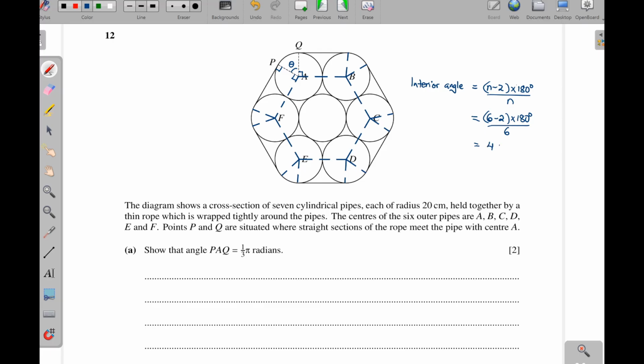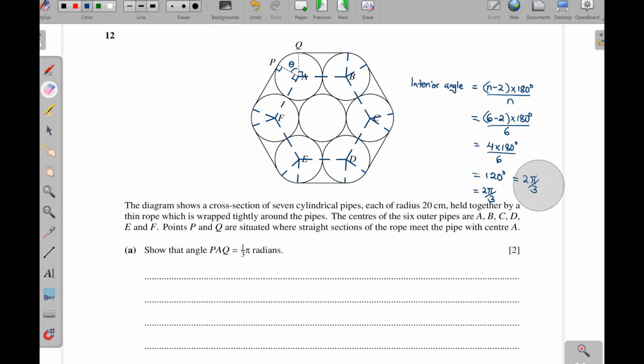So you have 4 times 180, that is 720. And then divide by 6. 720 divided by 6, that's 120. So this one will be 120 degrees. Okay? Which is the same as 2 pi over 3. You see that?